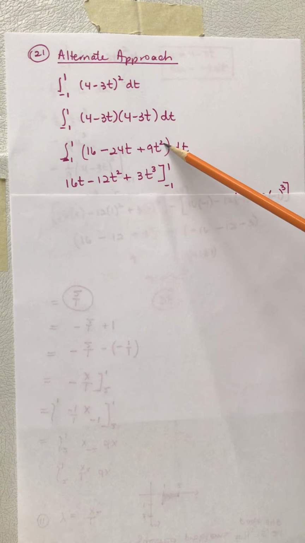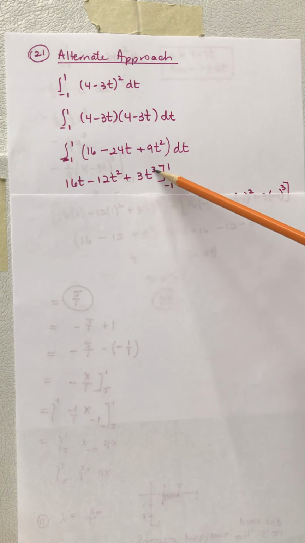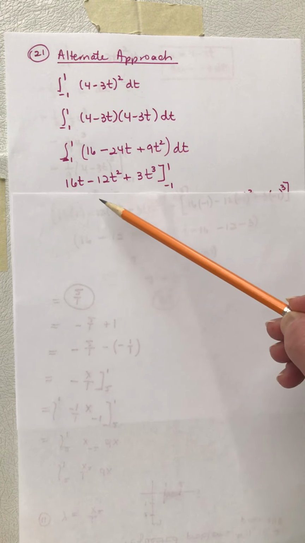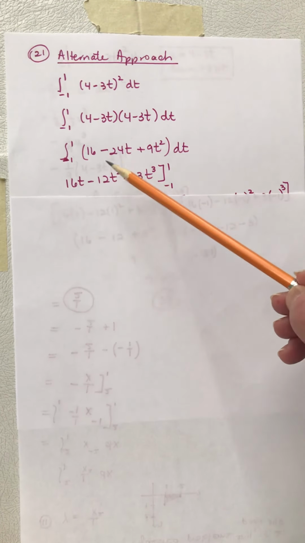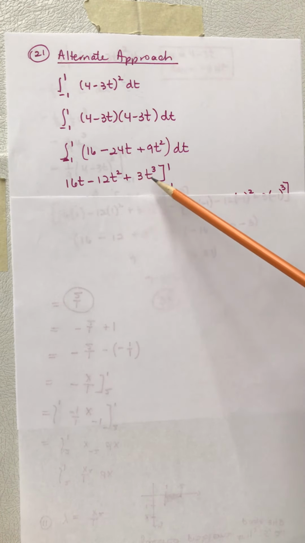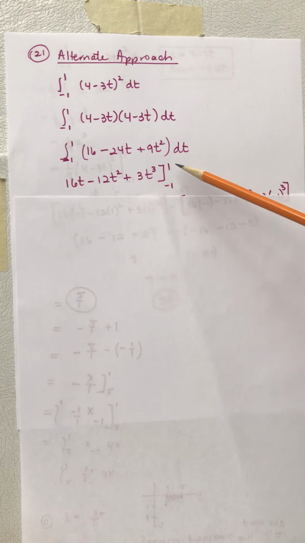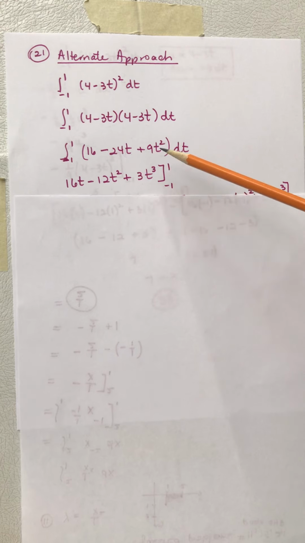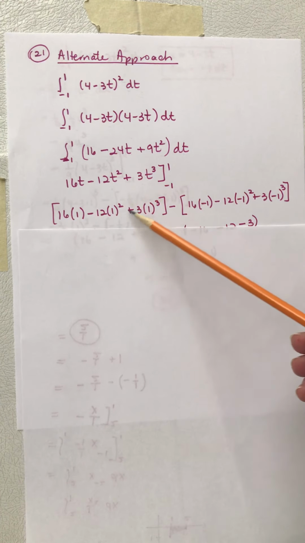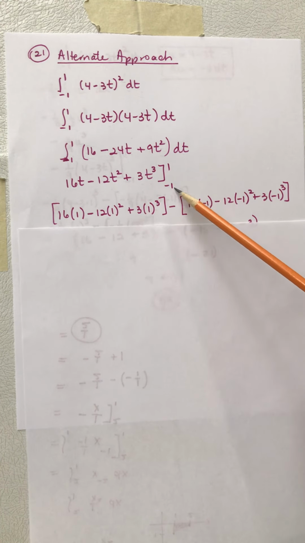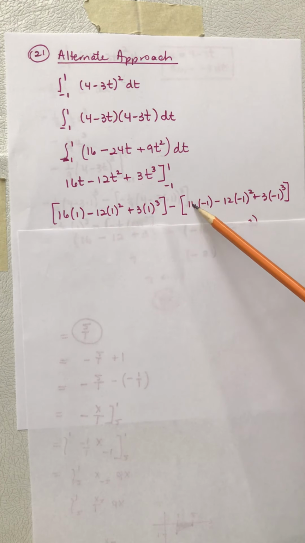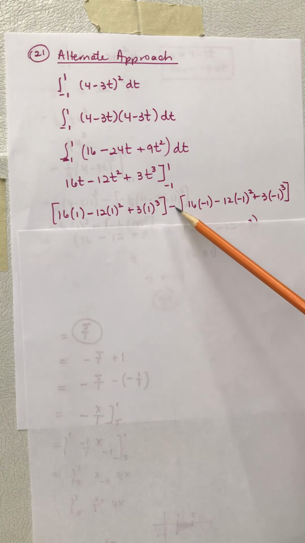Add 1 to the exponent on this t, we get t cubed. Divide 9 by the new exponent 3, we get 3. So here's our antiderivative, 16t minus 12t squared plus 3t cubed. We're going to evaluate it from -1 to 1. First, I plug the upper limit in. So I'm going to plug 1 in everywhere I have a t. Then I'm going to plug in -1 everywhere I have a t. And I'm going to subtract.